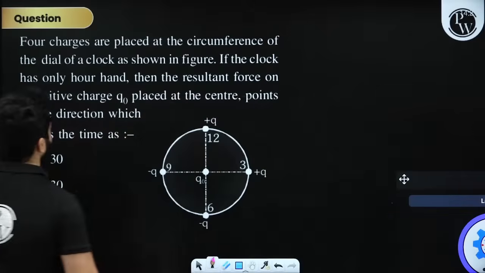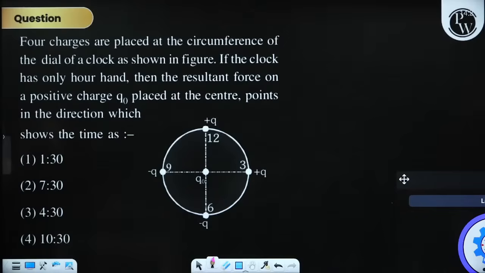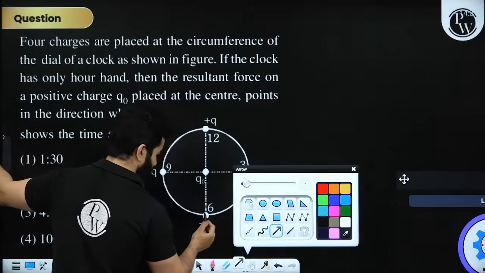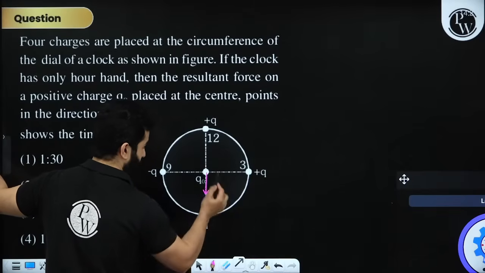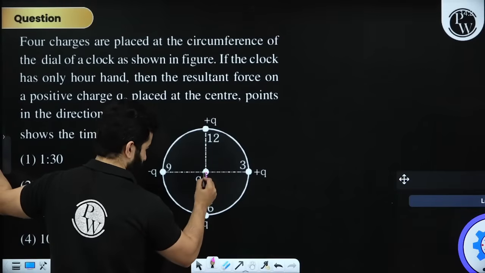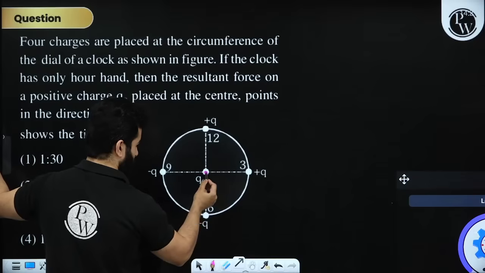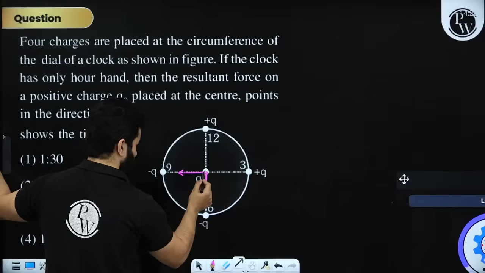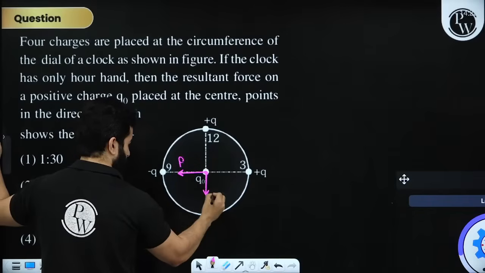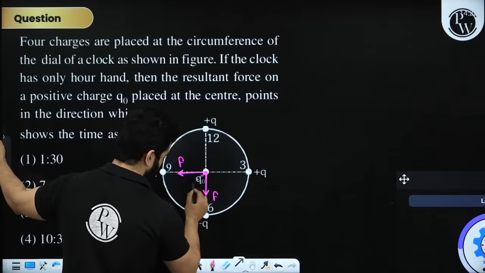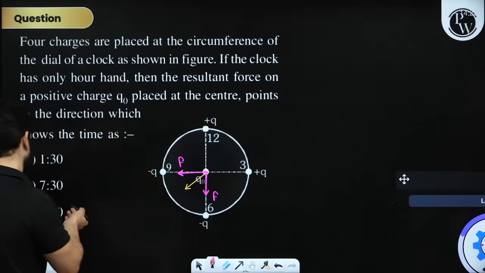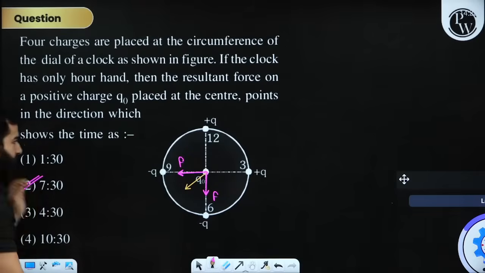Four charges are placed at the circumference. Then the resultant force on a positive charge Q0. Q0 is positive. So this minus Q will attract it in this direction. This plus Q will repel it in this direction. Then plus Q will repel it in this direction and minus Q will also attract it in this direction. So this is going to be F, this is going to be F, and the resultant will be somewhere over here. So this is going to be between 6 and 9 p.m., and we have got one time, that is 7:30. This is the correct answer.